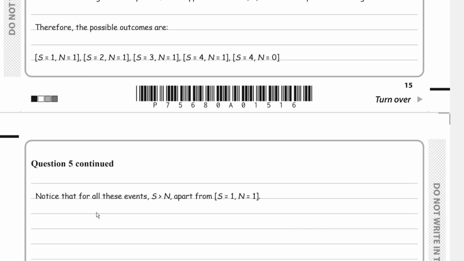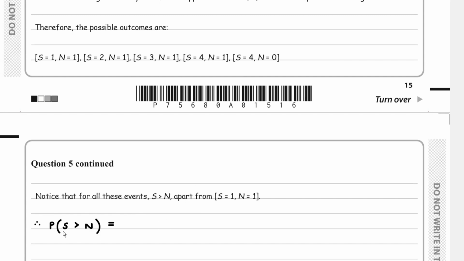So you'll notice that for all these events, S is greater than n apart from S equals 1, n equals 1. And you see that here. 4 is greater than 0, 4 is greater than 1, 3 is greater than 1, 2 is greater than 1. And in this case, 1 equals 1. So we want the probability of S equals 2, n equals 1, S equals 3, n equals 1, S equals 4, n equals 1, S equals 4, n equals 0. We want these.